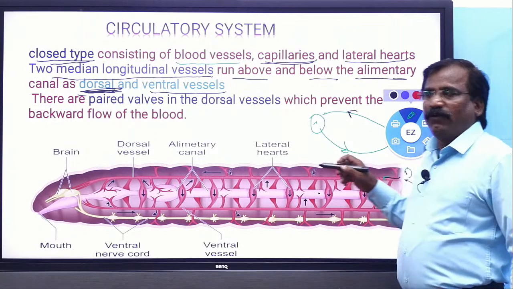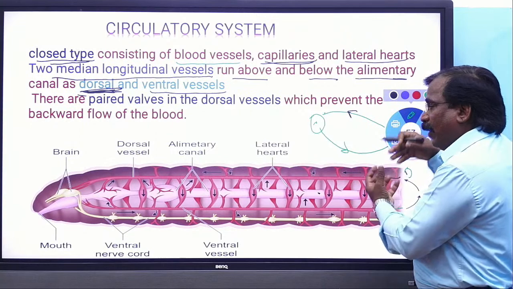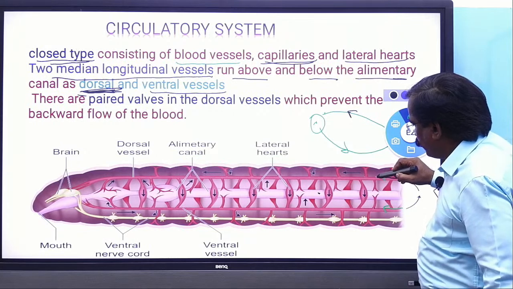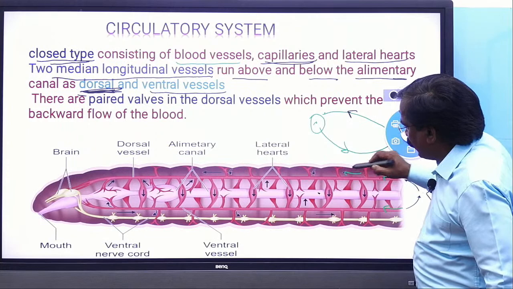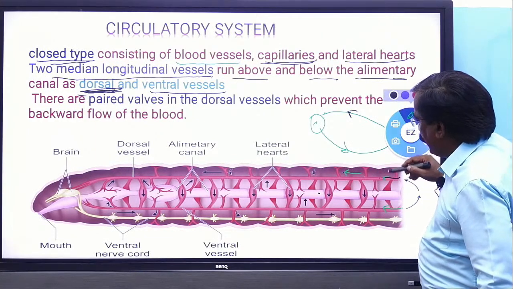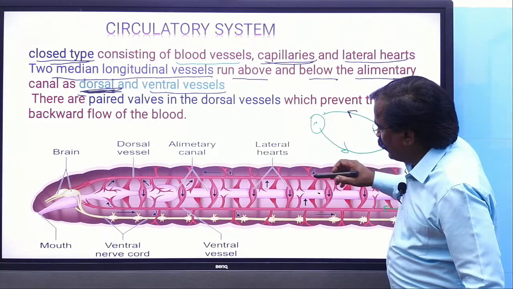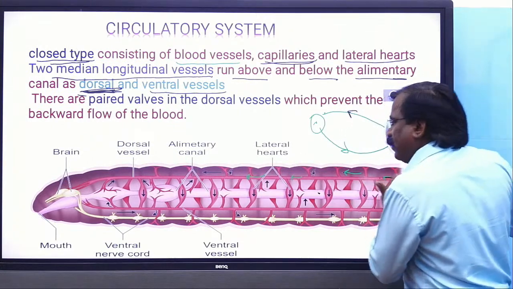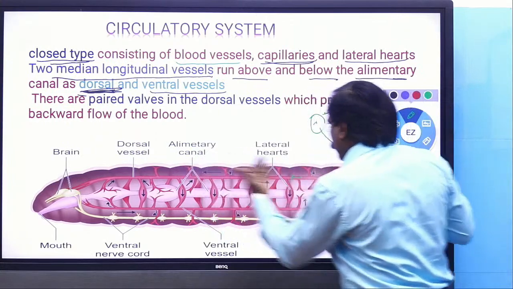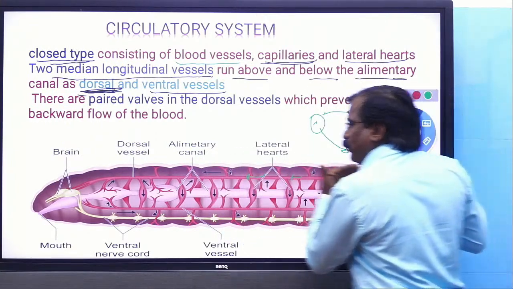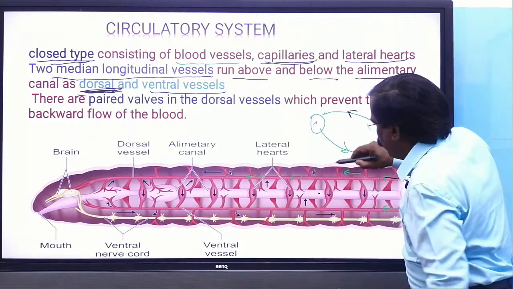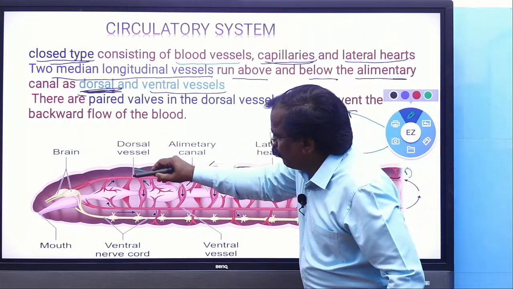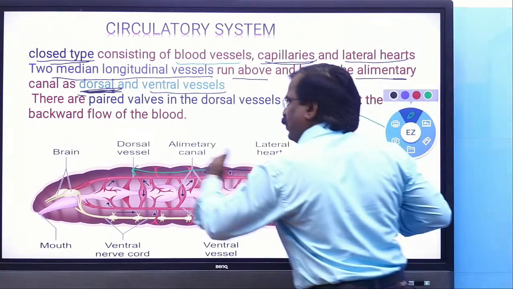The dorsal vessel collects the blood from various parts, and the blood flows in the forward direction, the anterior side. That is from the backward, the anal region, to the head region. Tail to head. So the dorsal vessel collects and transports the blood in the forward direction.